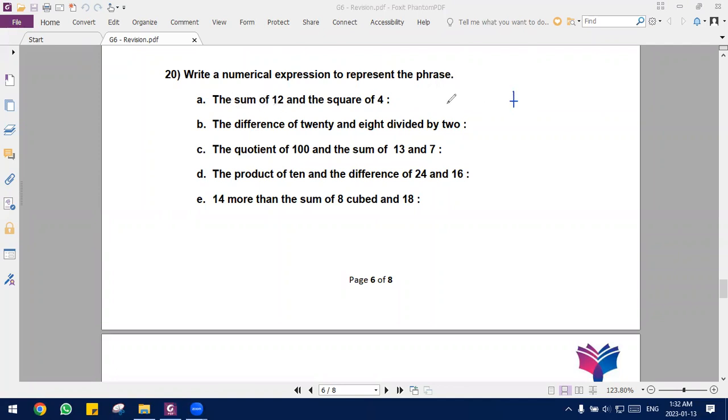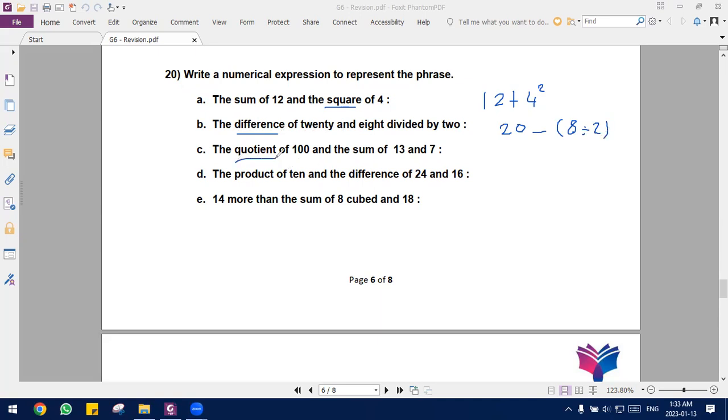The sum of 12 and the square of 4. The square means power of 2. This is the sum of 12 and the square of 4. Now here it says the difference. Difference means minus. Put it in the middle. 20 and 8 divided by 2. These are together, so put them in brackets. 8 divided by 2.